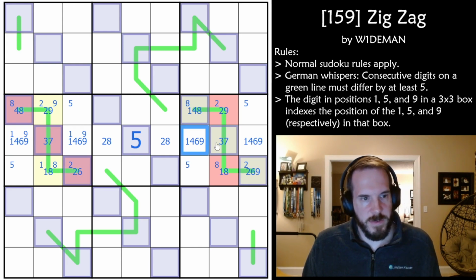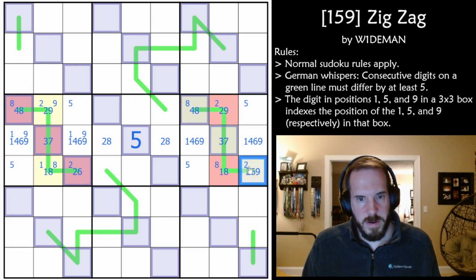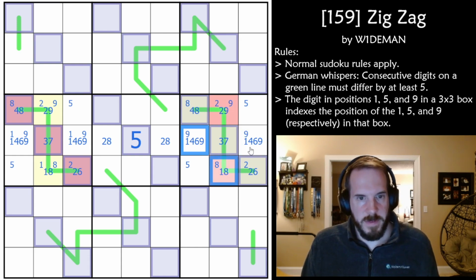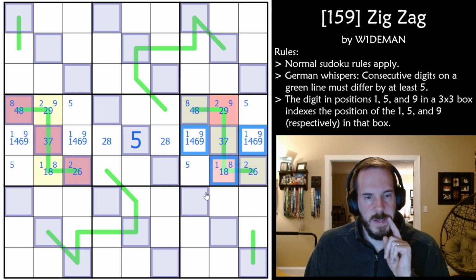And the exact same thing is true over here. We can take 1 out of here, 9 out of here, pencil mark our 1s, and, oops, I did that wrong. Pencil mark our 9s, and then pencil mark our 1s down here. That does a few things. We'll do the Sudoku thing first, and then we'll do the indexing thing.